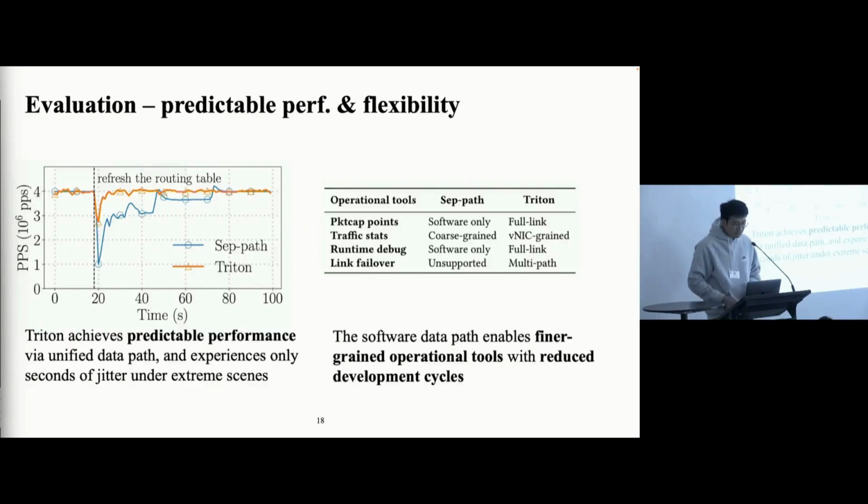So for predictable performance, we conducted an extreme scenario where the tenant refreshes the routing table. We can see in separate paths that when the routing table changes, the traffic in the hardware path will go up to the software to update the flow cache. So the tenant will experience a long time and huge performance drop. This is also the gap between the hardware and the software. But in Triton, we have only one unified data path. So the performance drop is light, and the tenant will only experience seconds of jitter.